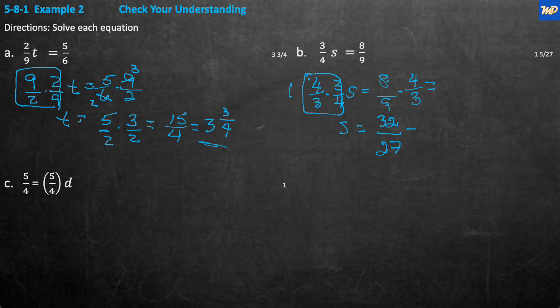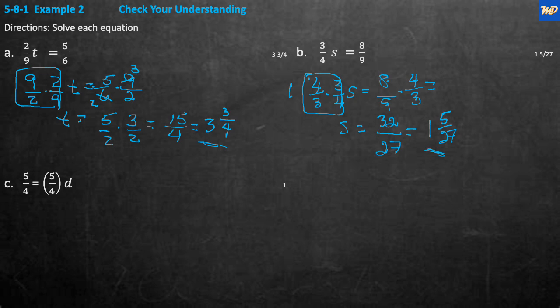And now we have an improper fraction. There are no factors in here that we can deal with. So we're just going to divide 27 into 32. And we're going to say 1, because 27 goes in one time. And 32 minus 27 is 5. So the remainder is 5/27. Okay, that's the solution to B.